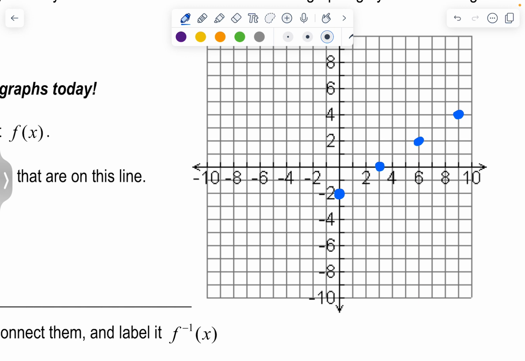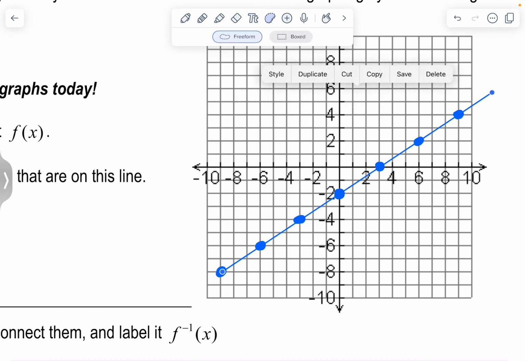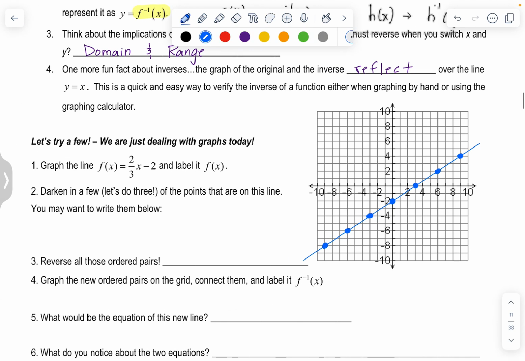And if I want to keep going, I can go down 2, left 3, down 2, left 3, down 2, left 3. Those are all common points that are going to show up on there. So we graph that. We're going to call that f of x. And then it says darken in a few.